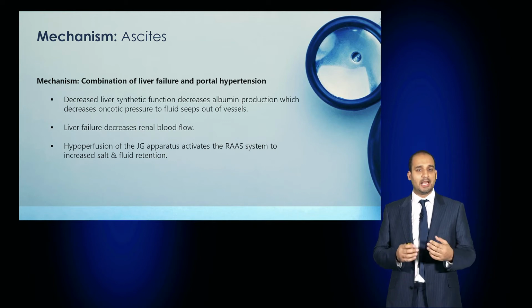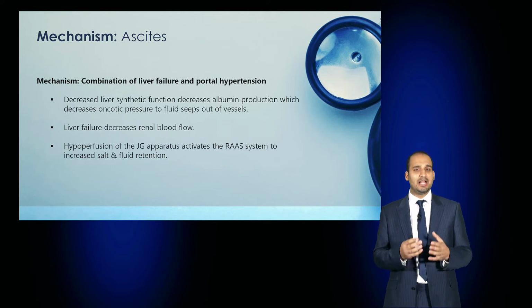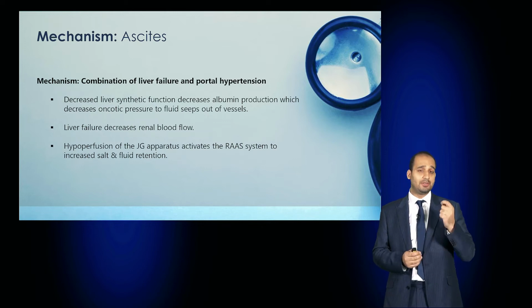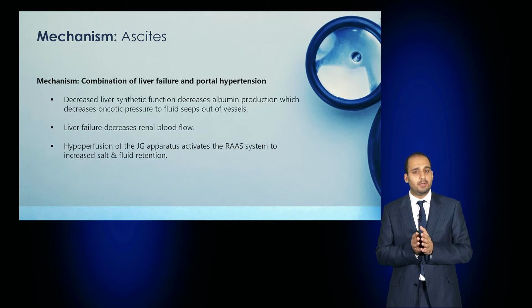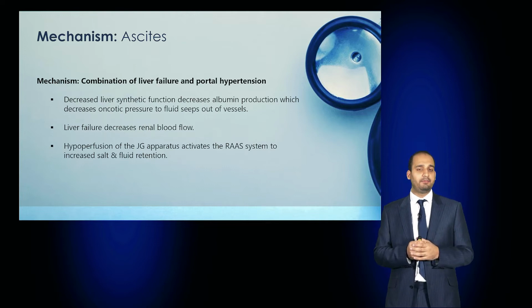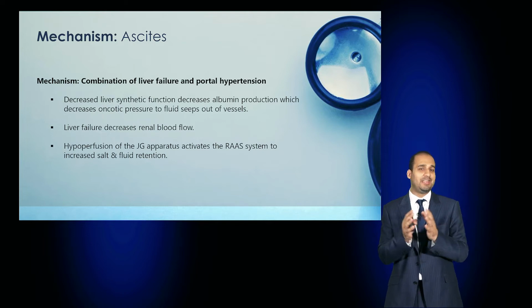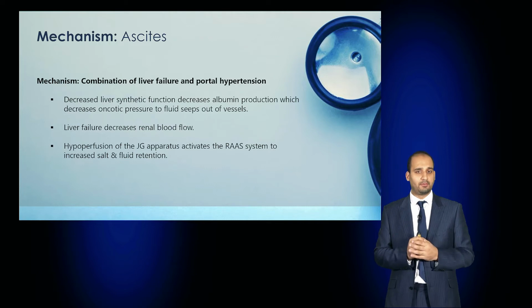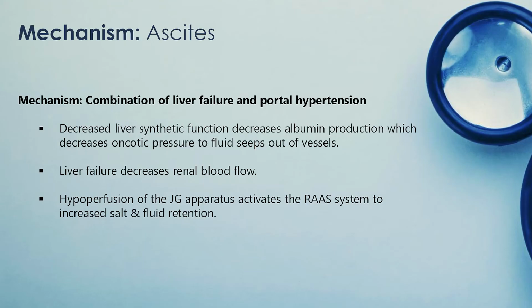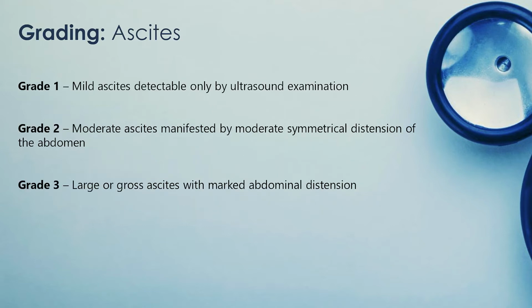The mechanism of ascites is a combination of liver failure and portal hypertension. As the liver fails and the liver synthetic function decreases, albumin production also decreases, and that reduces the oncotic pressure, and so fluid seeps out of vessels. Liver failure decreases renal blood flow, and that's because the waste products cause vasodilatation, redirecting blood flow away from the kidneys. Hypoperfusion of the kidneys stimulates the juxtaglomerular apparatus, activating the renin-angiotensin-aldosterone system, which causes increased salt and fluid retention, which exacerbates ascites.